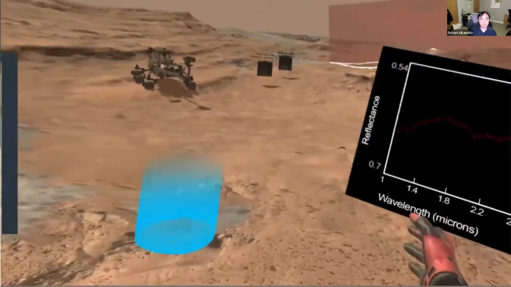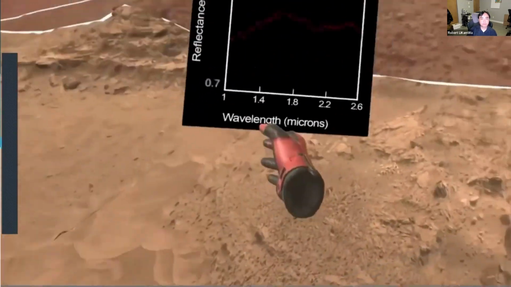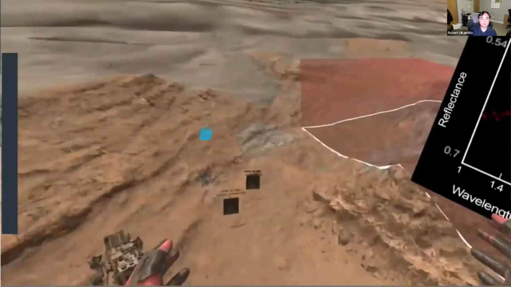Spectral data from scientific instruments on Mars helps us understand important questions about Mars. What is Mars made of? What was water on Mars like? What can these things tell us about evidence of life?